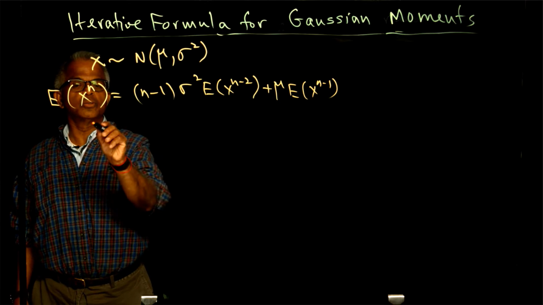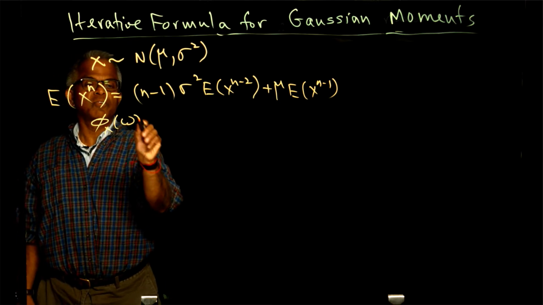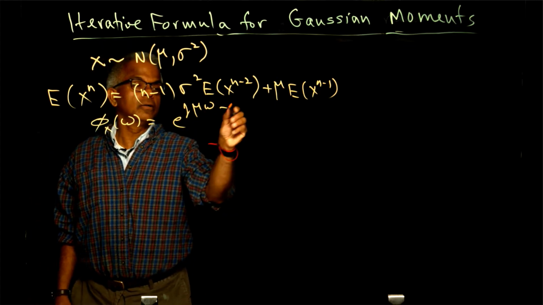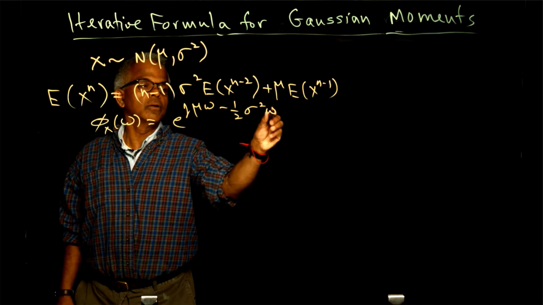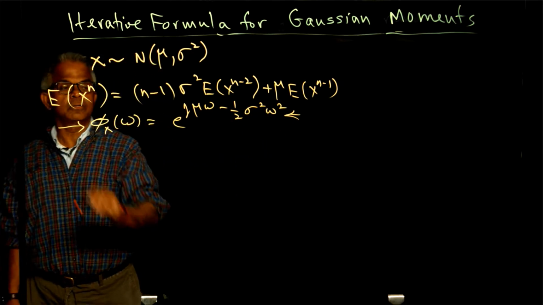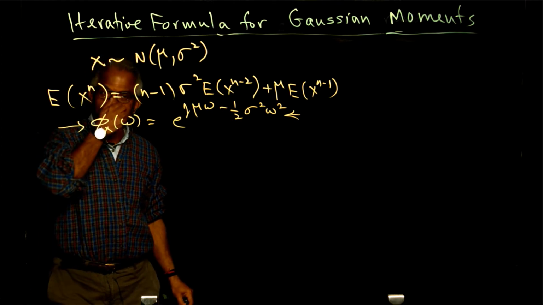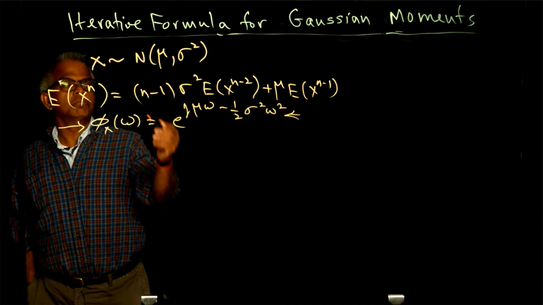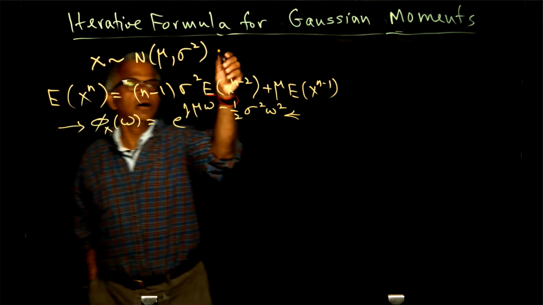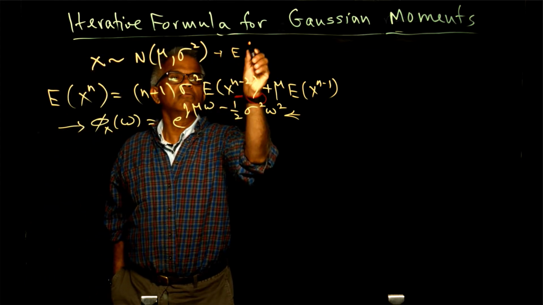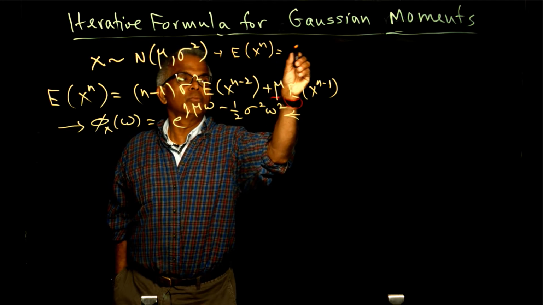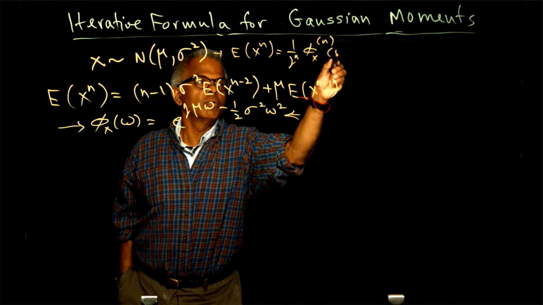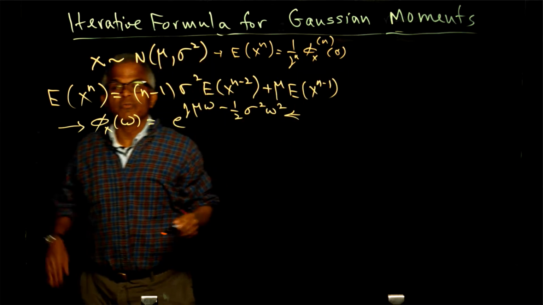Since x is Gaussian, I'm going to start with the characteristic function of a Gaussian random variable. That's going to be e raised to j mu omega minus half sigma squared omega squared. This is what you need to start with. We can derive this as a standard expression in lots of books. Then we will use the formula that the nth moment for any random variable is given by 1 over j to the n, the characteristic function's nth derivative evaluated at 0. So we need to develop the derivative.